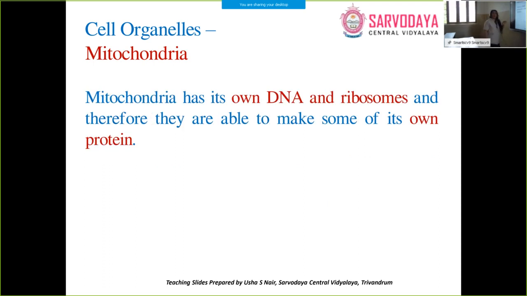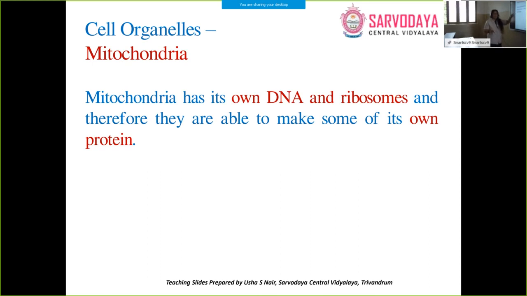Now, mitochondria has its own DNA, deoxyribonucleic acid, and ribosomes. We mentioned ribosomes, where? In the RER. We say RER is rough endoplasmic reticulum because of the presence of particles called ribosomes. So mitochondria also has its own DNA and ribosomes, and therefore they are able to make some of their own protein.